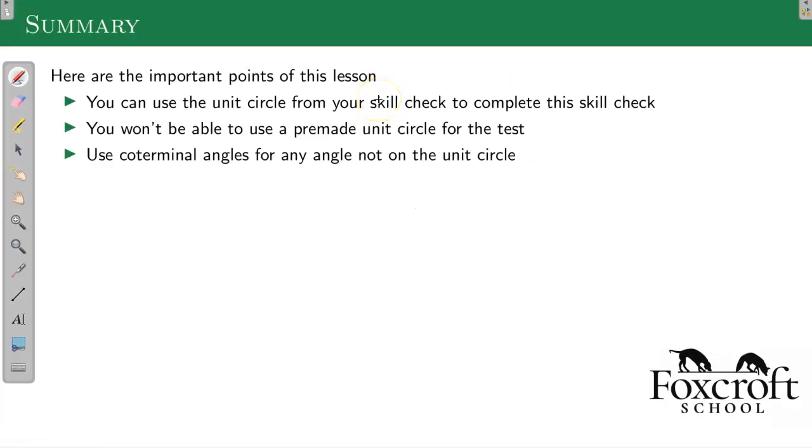So here's your summary. You can use the unit circle. You just showed you can fill out the unit circle, so now you can use that for this skill check. But just know you won't be able to use the pre-made unit circle for the test. Part of the test is figuring out the unit circle again. So for this skill check, to get through it quickly, you can use your unit circle, but you have to redo it for the test. And just remember, if the angle I give you is not on the unit circle, chances are you have to use coterminal angles.